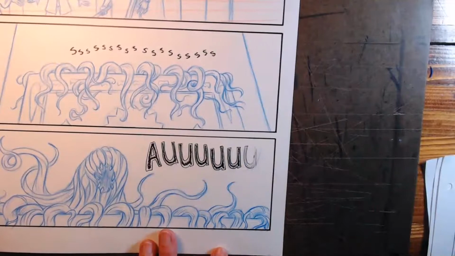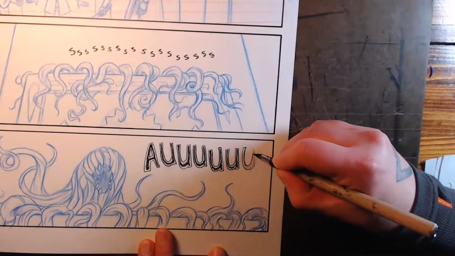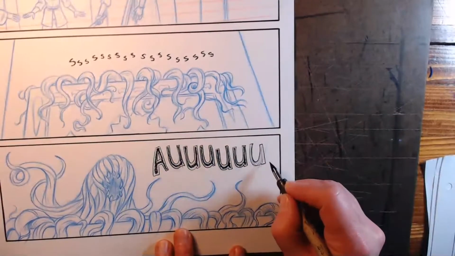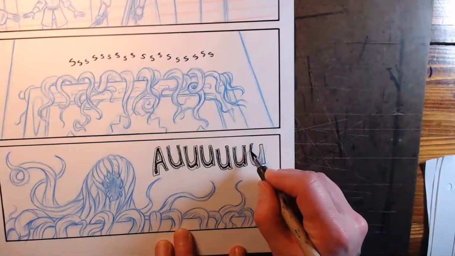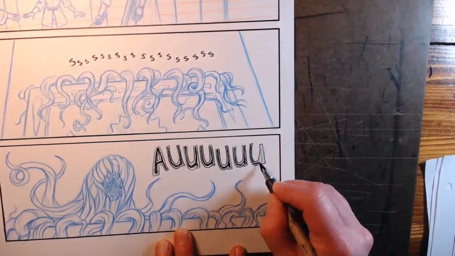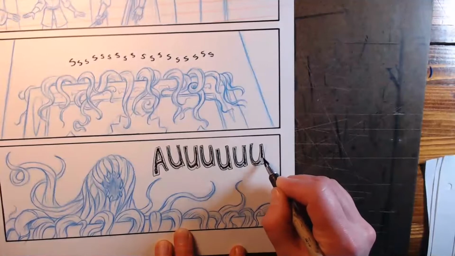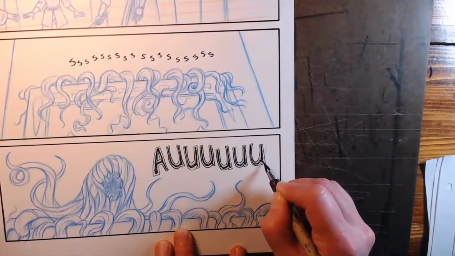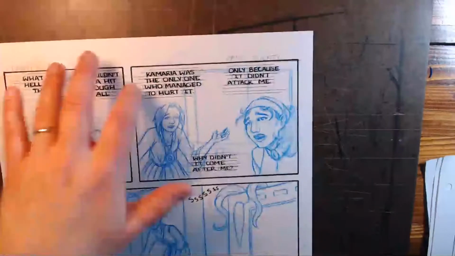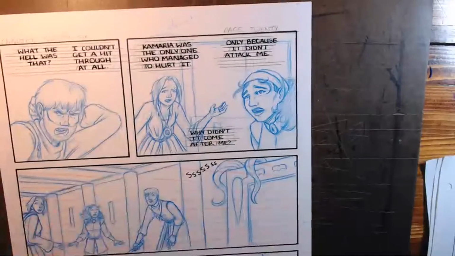Whoop. Did not get as much ink on there as I thought I did. There we go. Okay. So now all of those letters are done, and I can actually put the word balloons around those ones up at the top, for which I will have to grab some different tools.